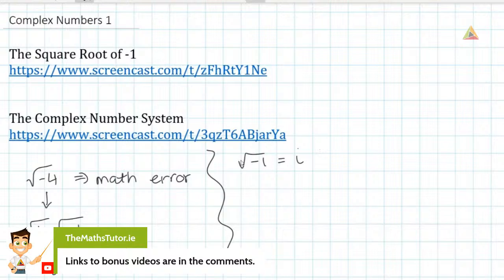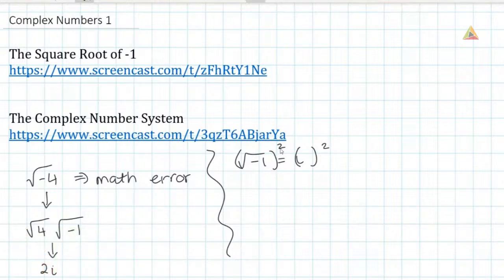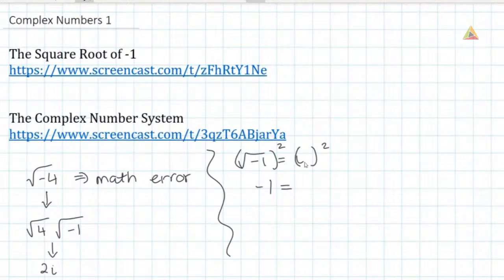And if I take this equation and square both sides of it, I'm going to end up with the square root of -1 squared, which is -1. And on the other side, I'm going to end up with i squared. So we'll often see that in questions, where they're going to say i squared is equal to -1. That's kind of a clue that we're dealing with our complex numbers.